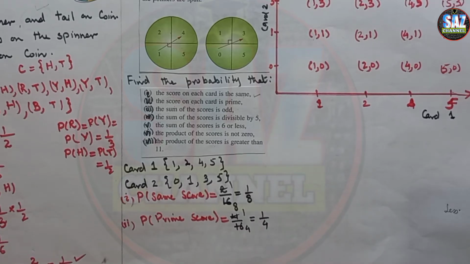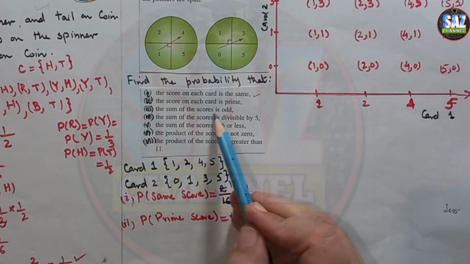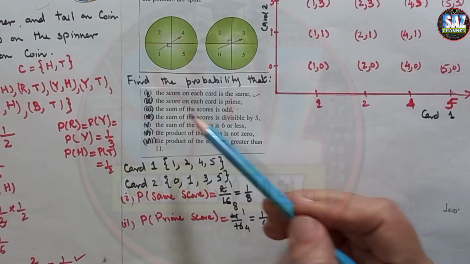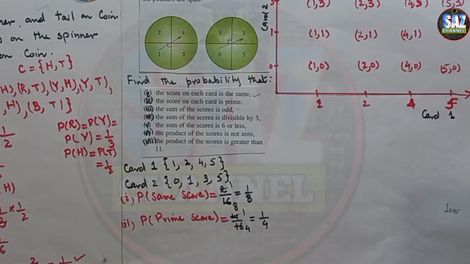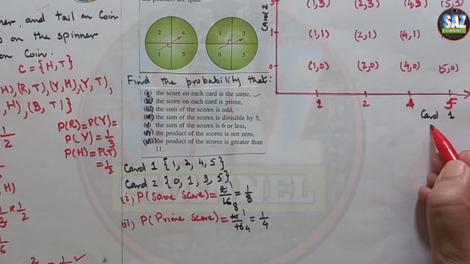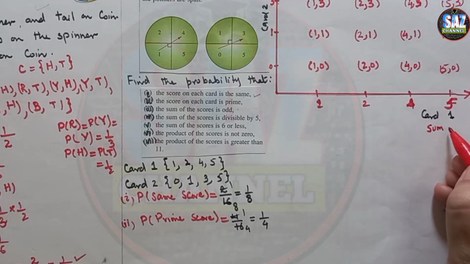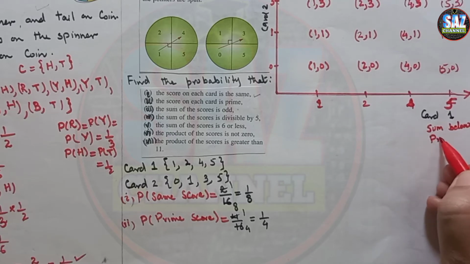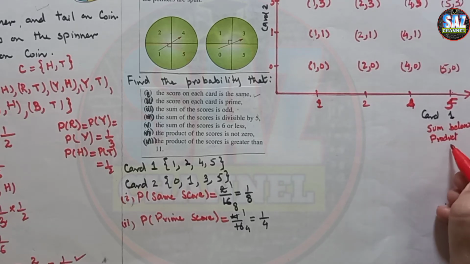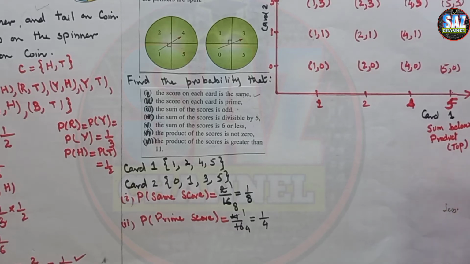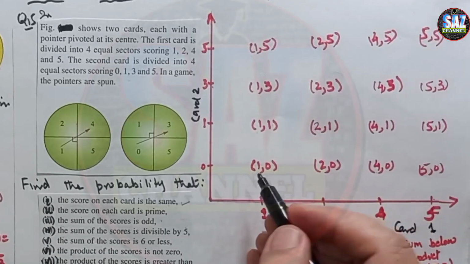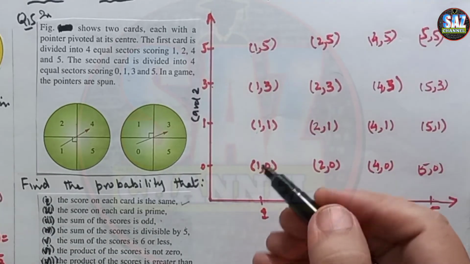Okay, now the next part, the sum of the scores is odd. The next part is also for sum and the product. So it's better to make some reference key for the examiner, that the sum we are marking below and the product, multiplication, at the top, so that the examiner can understand easily. So first of all, I'm going to find the sum of all these ordered pairs. The sum I have to mark below.